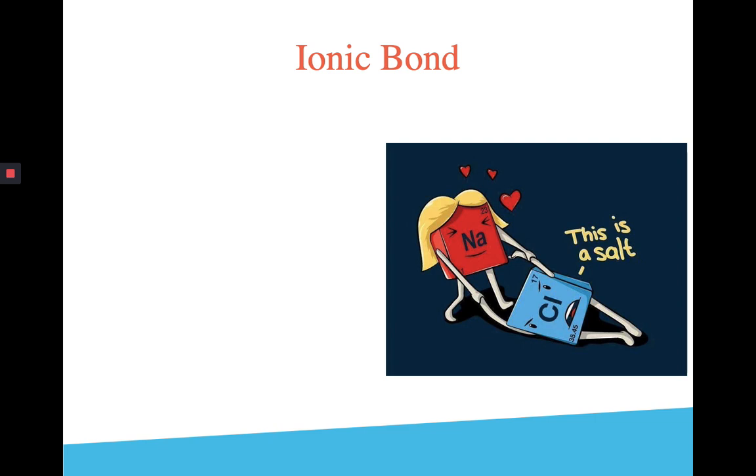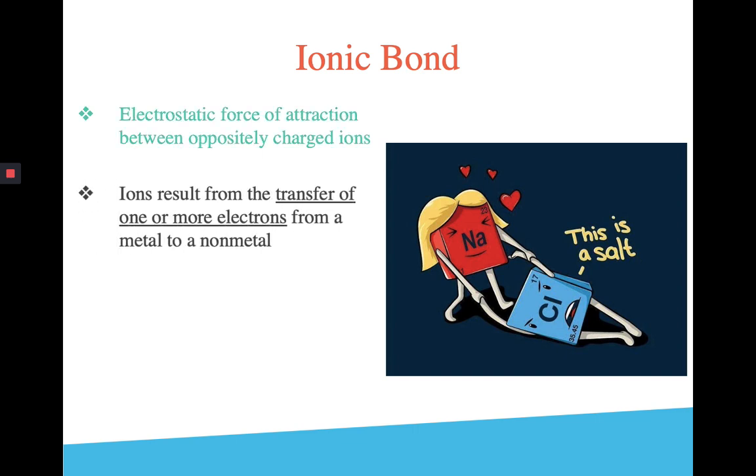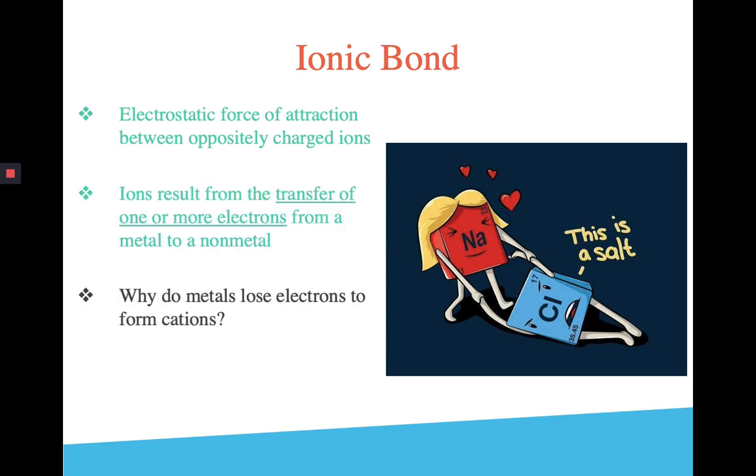Okay, so in summary, the key ideas from the video are that an ionic bond is an electrostatic force of attraction between oppositely charged ions. So you have a cation and an anion. Ions result from the transfer of one or more electrons from a metal to a nonmetal. And you know very well why metals tend to lose electrons to form cations, and why nonmetals gain electrons to form anions. That has something to do with their stability.